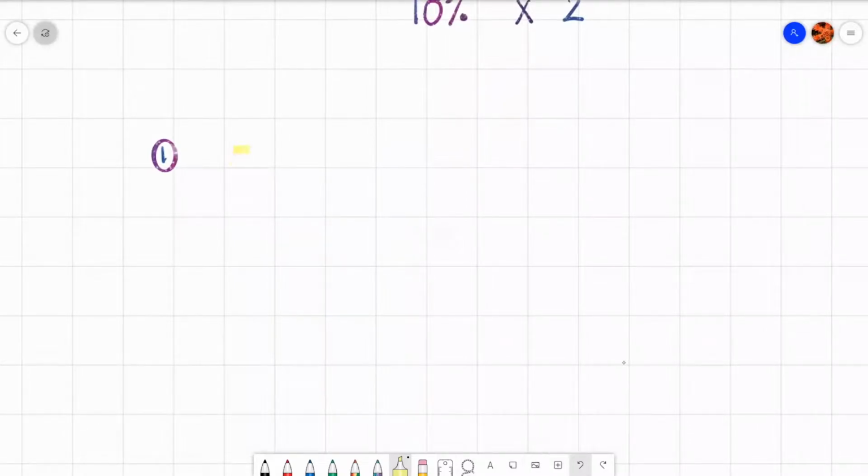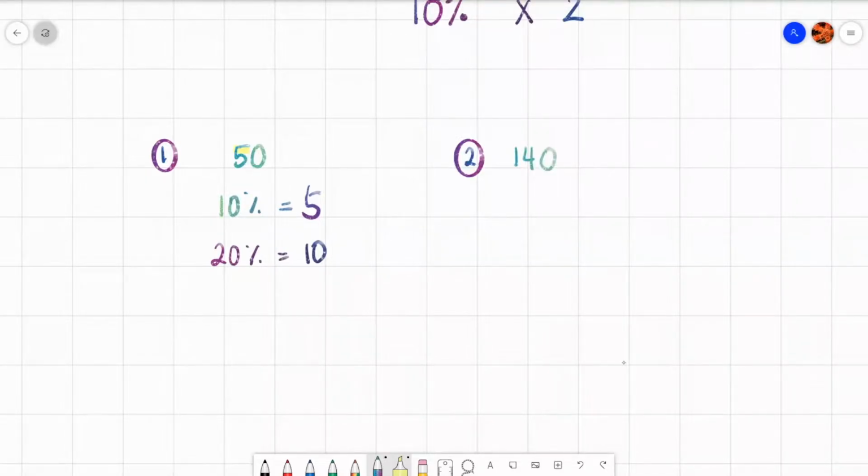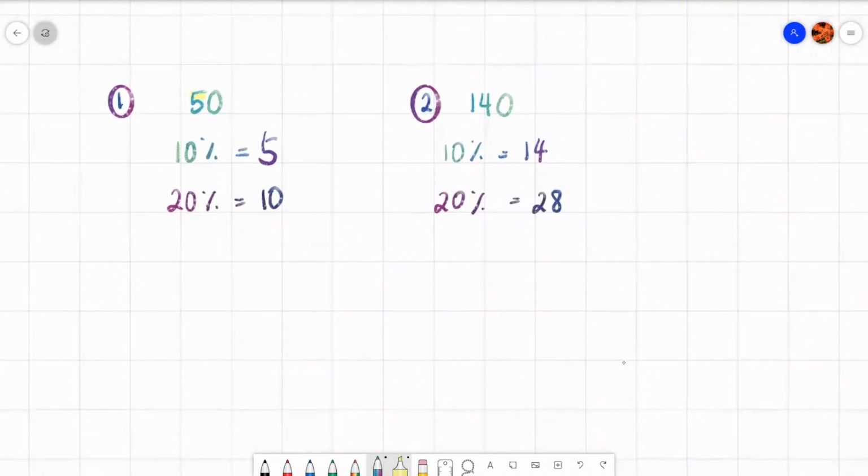Okay. 10% of 50, well, I just divide by 10, don't I? If I want to work out 10%, that's 5. And then if I want to work out 20%, I've just got to double that, which is 10. Simple and straightforward. Okay, what about 20% of 140? Okay, if I want to work out 10%, I divide by 10, 14. Then I just need to double that to work out 20%. Okay, which is 28.